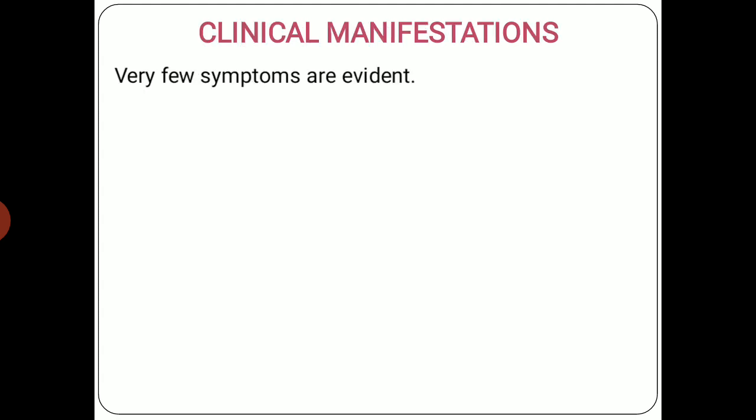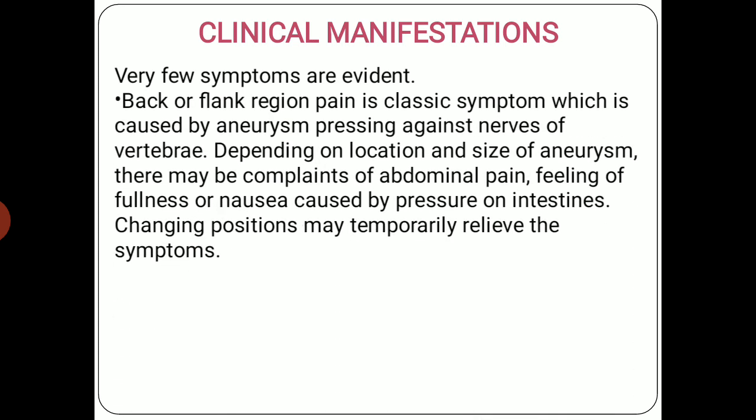Then clinical manifestations, very few symptoms are actually seen in these type of patients. So there will be back or flank region pain, which is a classic symptom for the abdominal aortic aneurysm. This occurs because जो this sac है या जो aneurysm है, that is putting pressure over the nerves of the vertebrae. जैसे वो nerves को compress करेंगे, because of that compression of nerve there will be back or the flank region pain.